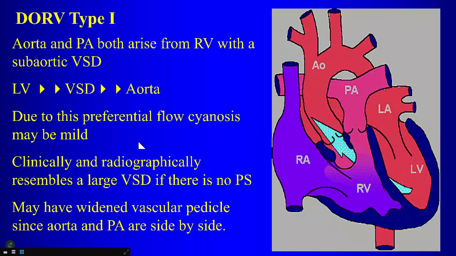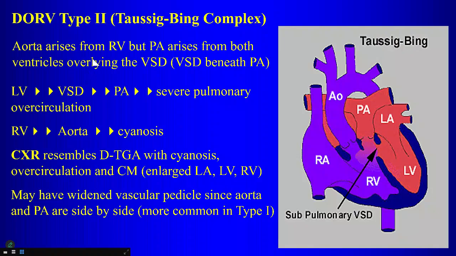And due to that preferential flow, cyanosis tends to be mild. So clinically and radiographically, it can resemble a large VSD as long as there's no pulmonic stenosis, okay? It tends to have a wide vascular pedicle because here the aorta and the pulmonary artery are side by side. Type 2 is also called the Taussig-Bing complex. So here, the VSD is located underneath the pulmonary artery. So now the right ventricular flow is going to the aorta, and left ventricular flow is channeled towards the pulmonary artery. That is transposition, right? That's bad. We don't like that. So that tends to be worse. That resembles D-transposition with cyanosis and overcirculation, okay?